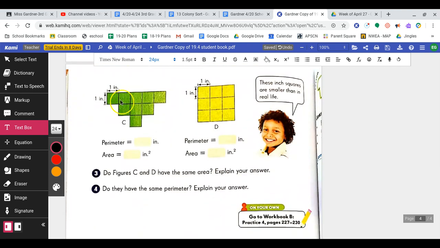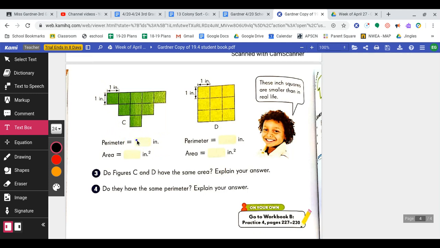Okay, we've got a couple more in inches. The little text bubble says these squares are smaller than they would be in real life. Okay, for this perimeter, we're going to count all the way around, and I would recommend, for myself included, starting at the same place so you always remember where you finish. This one is 1, 2, 3, 4, 5 across. 5 plus 1 is 6, 7, 8, 9, 10, 11, 12, 13, 14, 15, 16 is the perimeter.